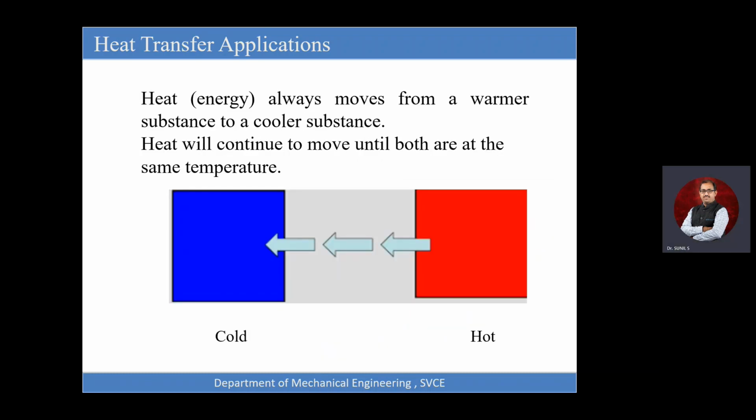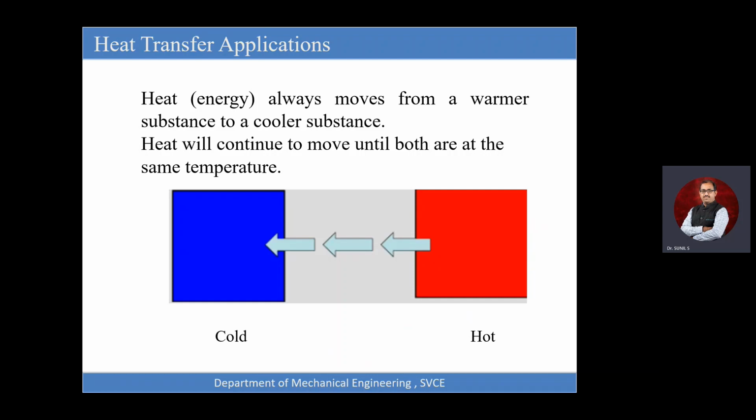First one we will start with conduction only. So what is happening in this bar? The red color represents a hot zone and blue color represents a relatively cold zone. Heat energy always moves from a warm body to a cool body. This is the law of nature, right? Heat will continue to move until both the bodies reach the same temperature.